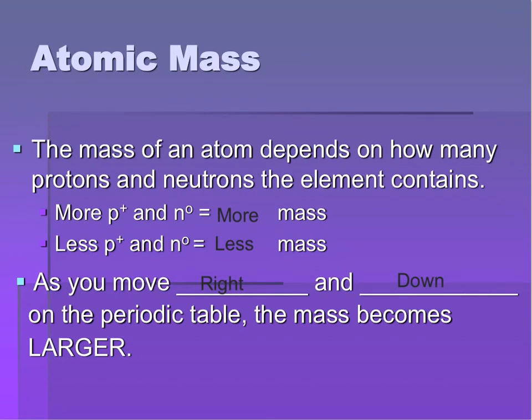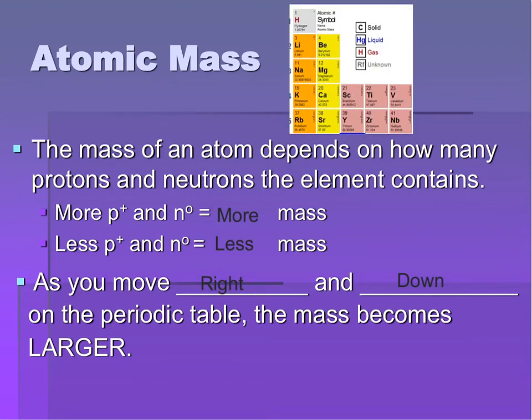All right, so talking about some trends on the periodic table, please remember that the mass of an atom, also known as mass number, depends on the number of protons and the number of neutrons that an element contains. So the more protons and neutrons, the more mass that it has. The fewer protons and neutrons, the less mass that it has. So one thing to consider is when you look at the periodic table, you will notice that as you move from left to right, so as we go from lithium over to beryllium, our average atomic mass increases. Lithium is 6.94, beryllium is 9.01. So as we move right across the periodic table, our atomic mass increases.